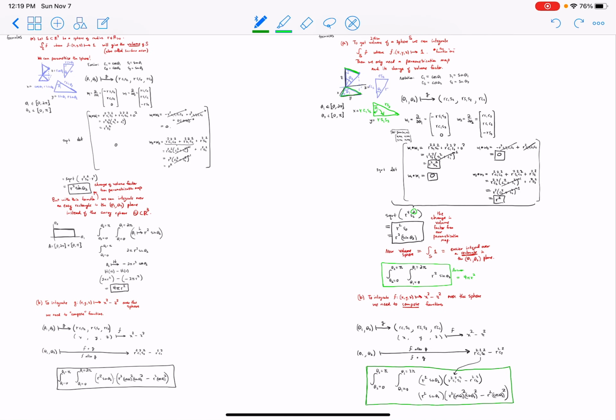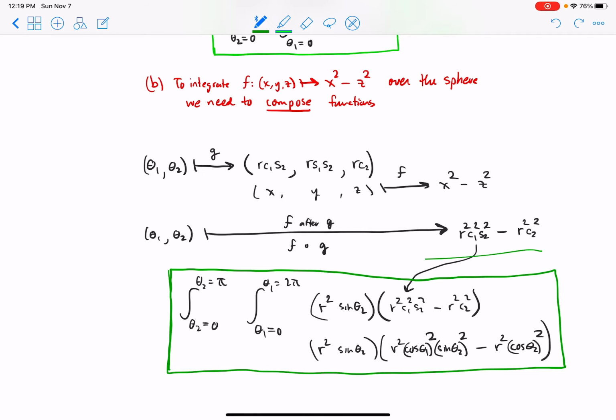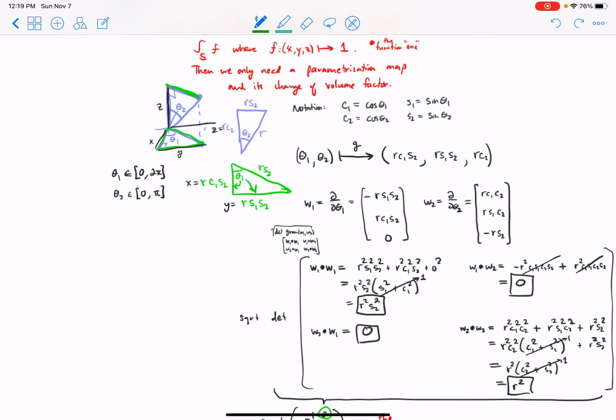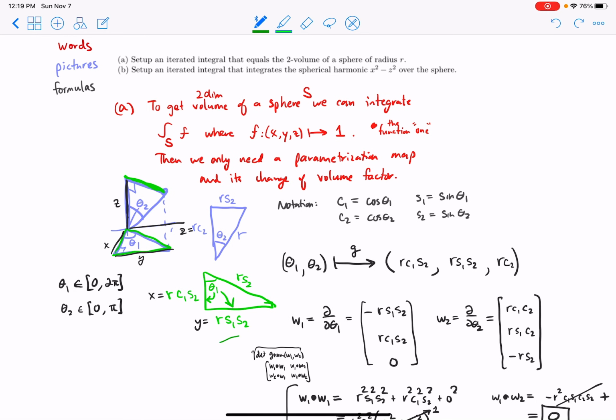That's it. So you see you have words, formulas, and pictures. This is almost like a picture right here to compose the functions. But really the main picture was to parametrize the sphere.